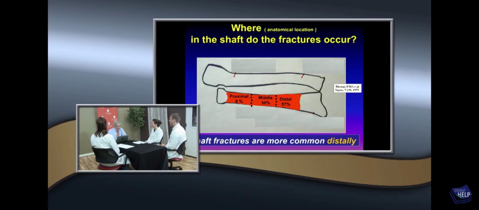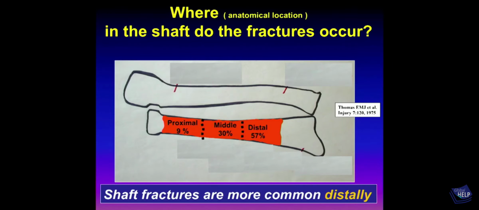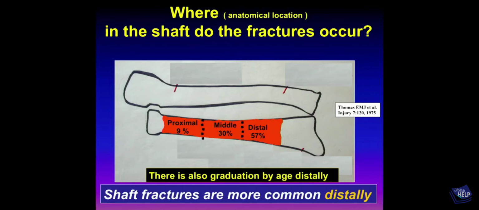So what's the message here? The more distal is where most of our action is. Yeah, the more distal is more. And why is that? That's when you're getting towards the metaphysis. That's right, and it's a little bit more immature bone. There's also a graduation by age. The average age here is about 6 years, and it's really not until a little bit older, about 9.8 years.